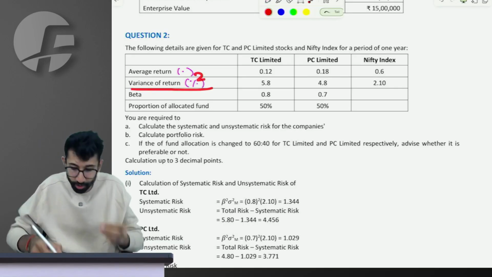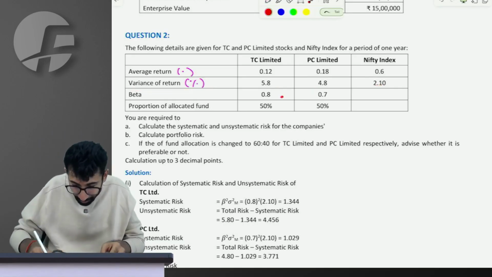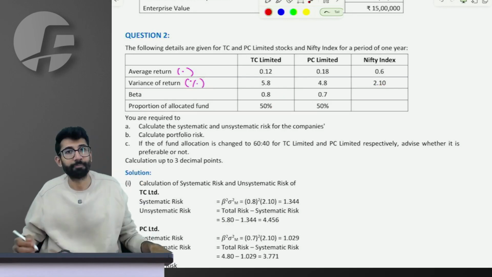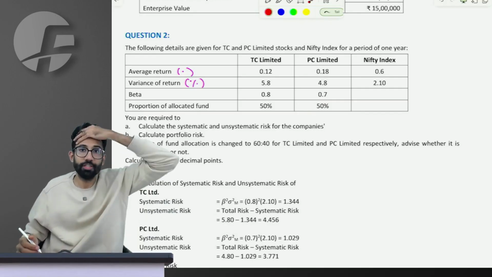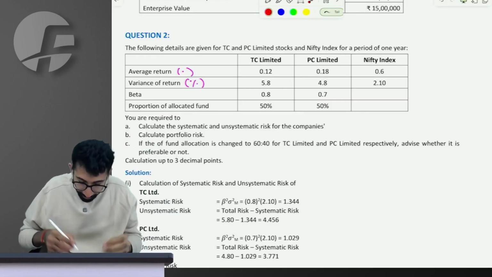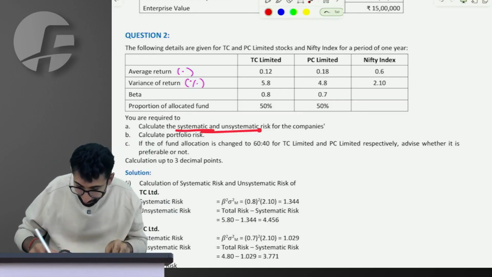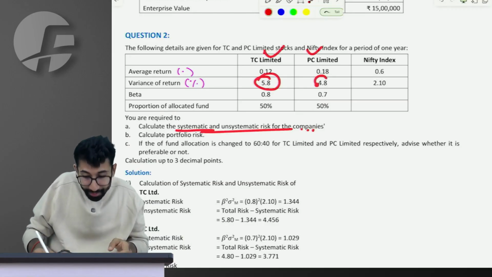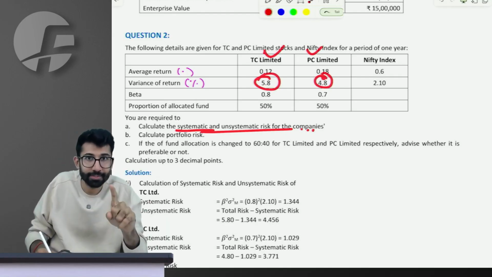So I have been given the variances, I have been given the beta, I have been given the weights of the securities in my portfolio. Really good question. Let's see what this question tries to do. You are required to calculate systematic and unsystematic risk of the companies. Wow, this total variance has to be broken down into systematic and unsystematic.